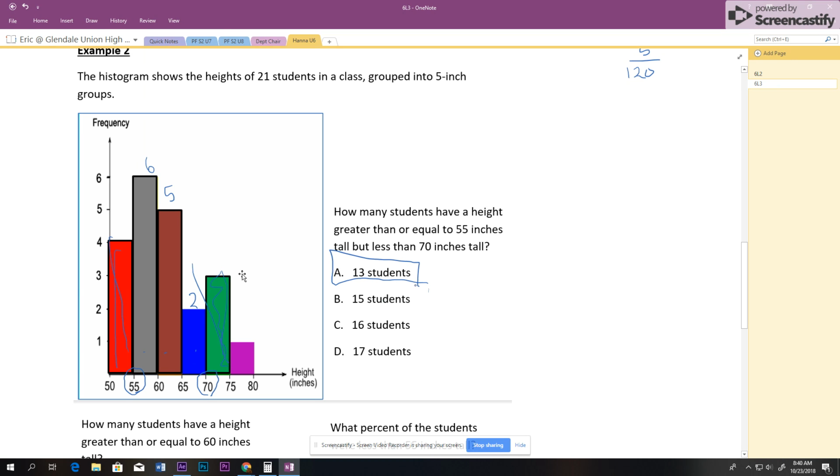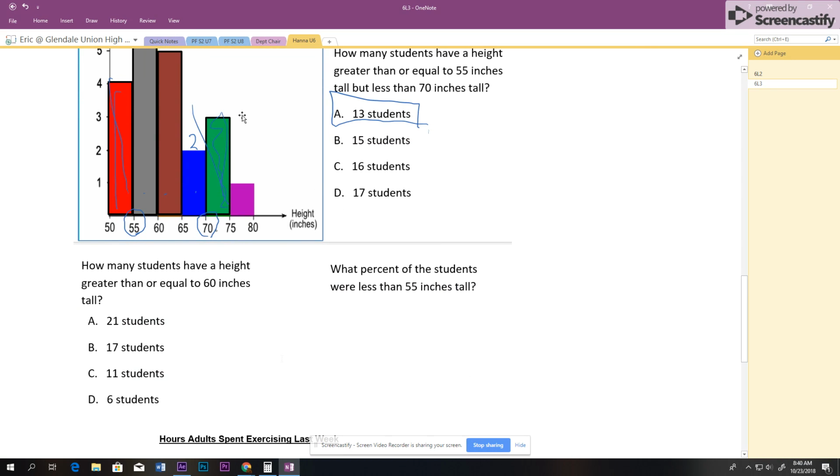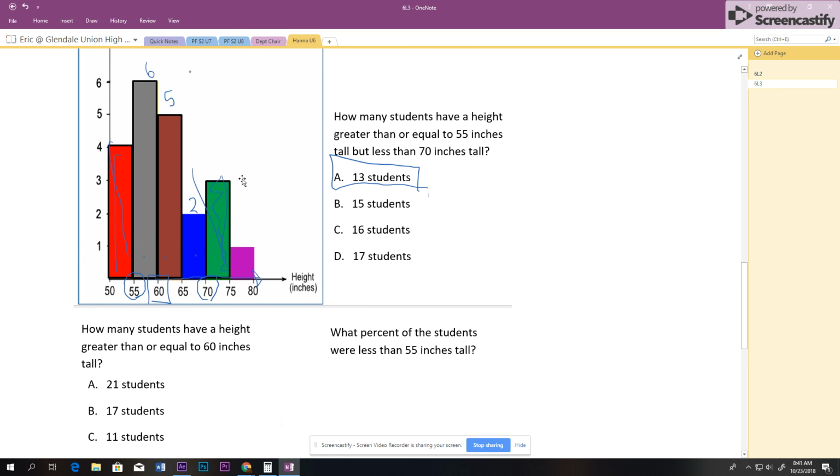So 13 students. All right, next question: how many students have a height greater than or equal to 60 inches? So here's 60, so that's all of these up here. So let's add all of those up. We have 6, 5, 2, 3, and 1. Not 6, because that's not 60 inches or greater. So we'll have 5 plus 2 plus 3 plus 1. So that's 11. So we're going to pick C.